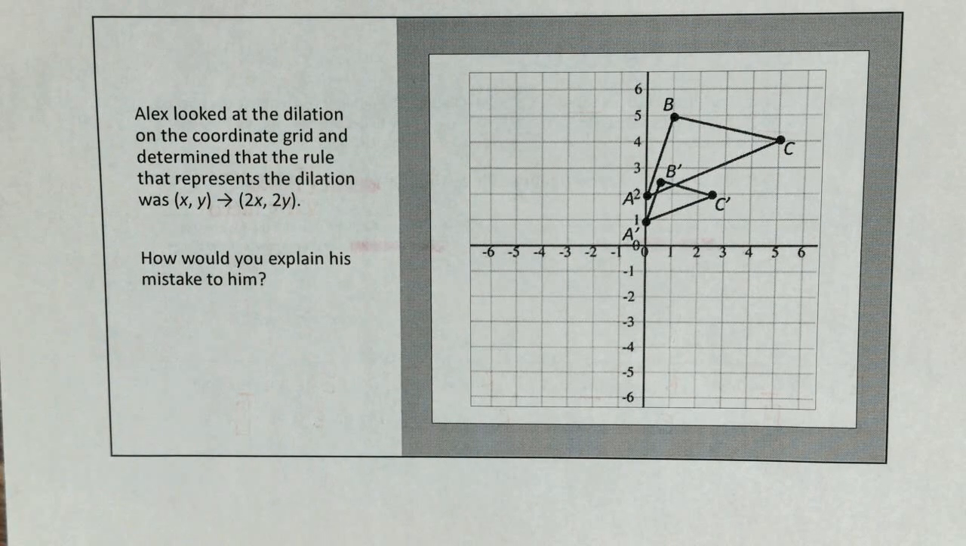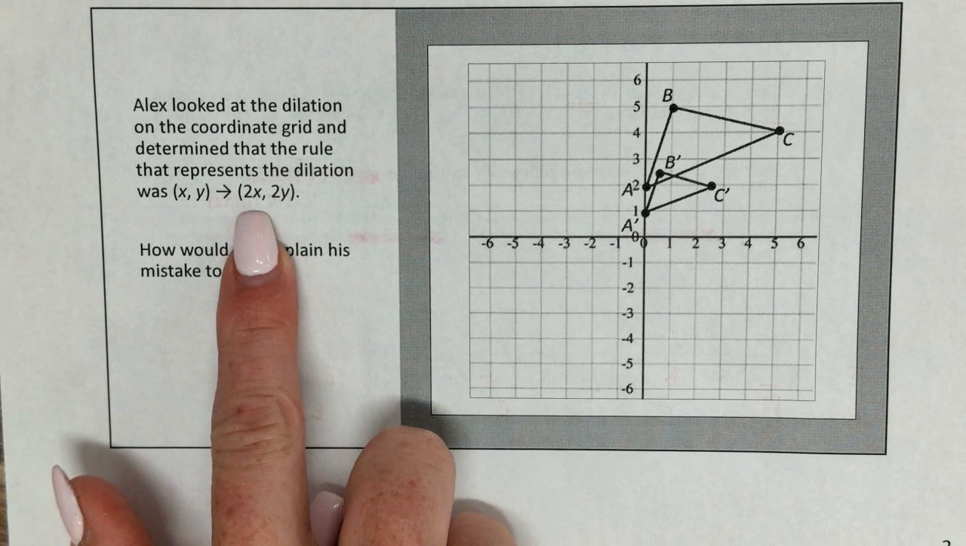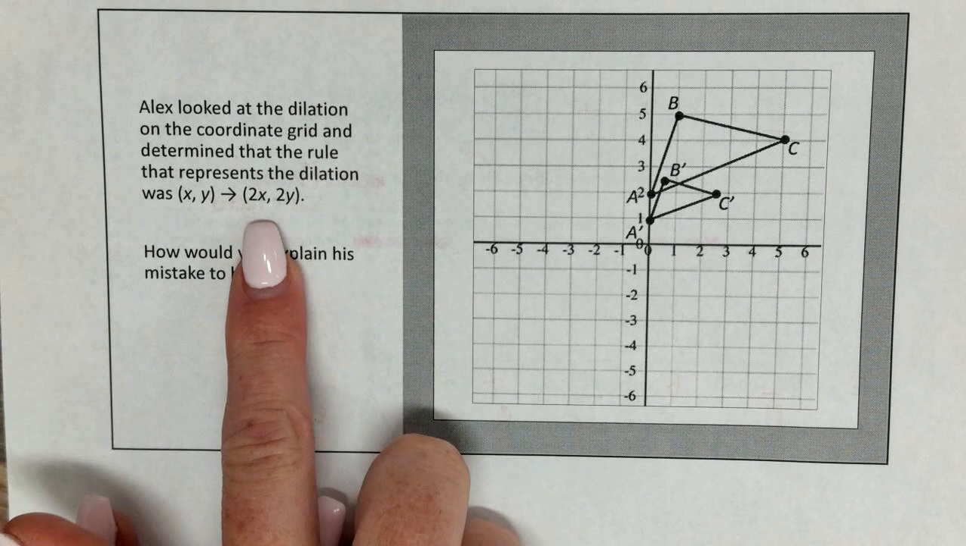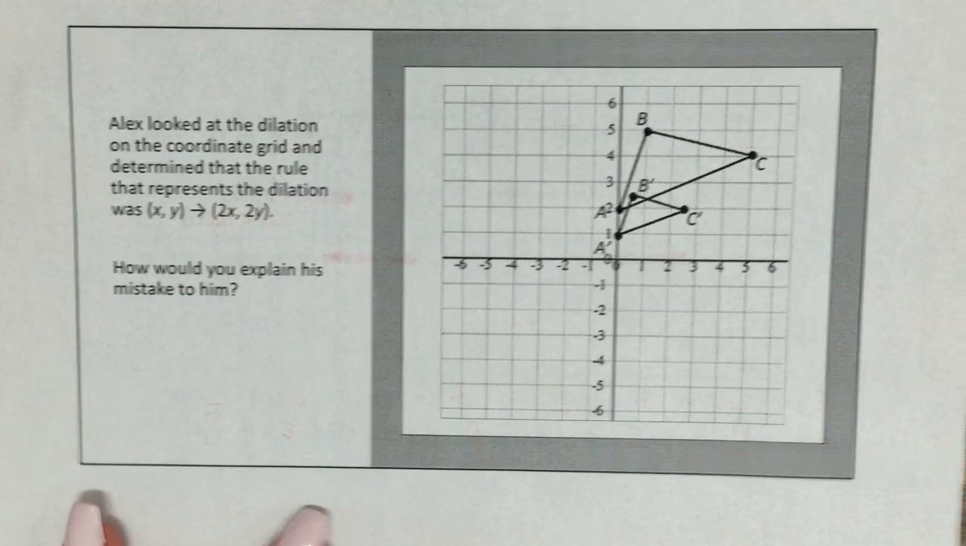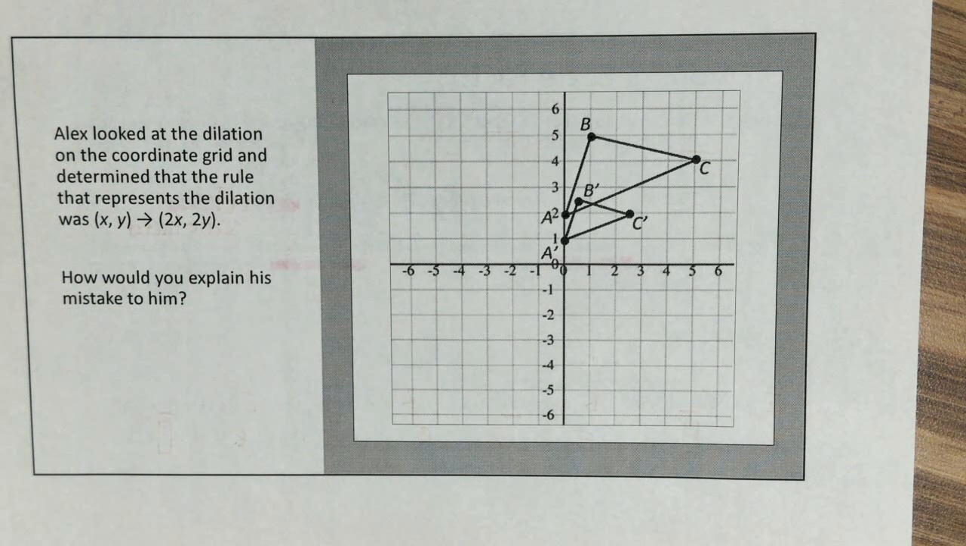All right, let's look at this last part. It says, Alex looked at the dilation on the coordinate grid and determined the rule was 2x, 2y. Alex made a mistake. How would you explain the mistake to him? Okay, well, we got to go see what mistake he made. So how could we do this?